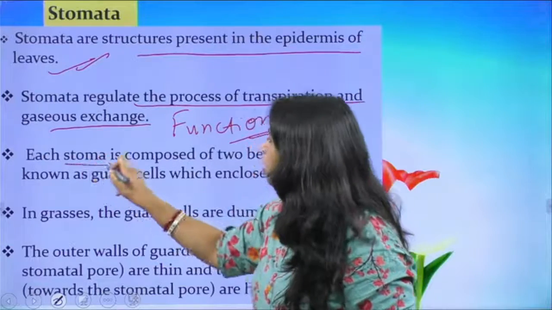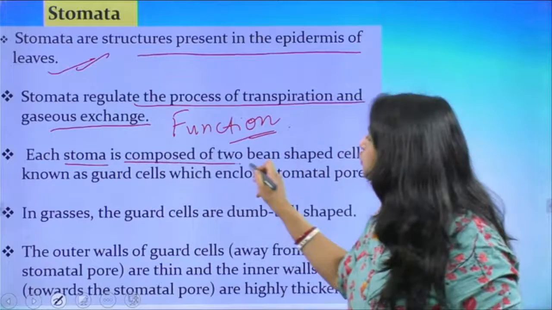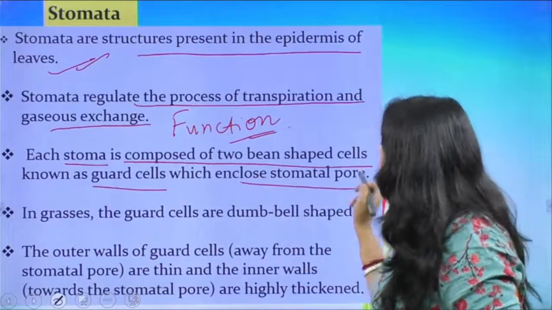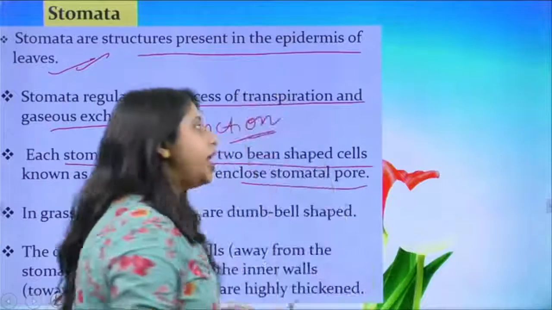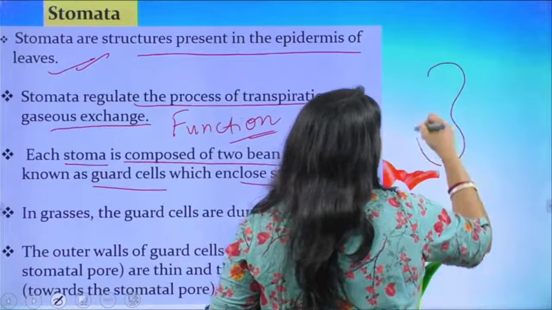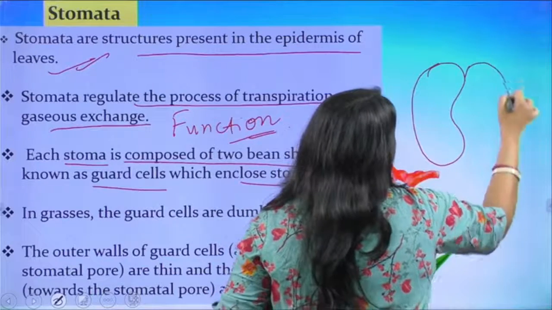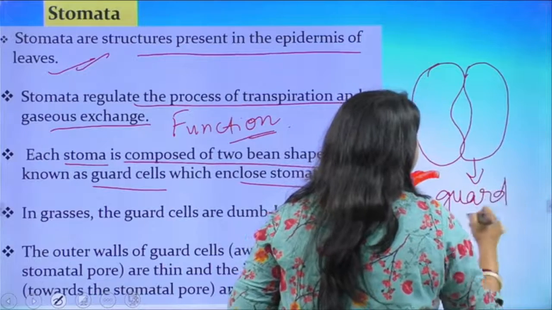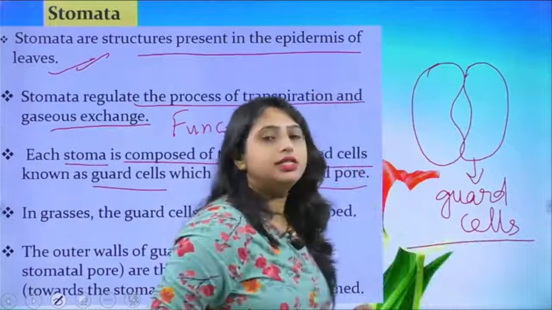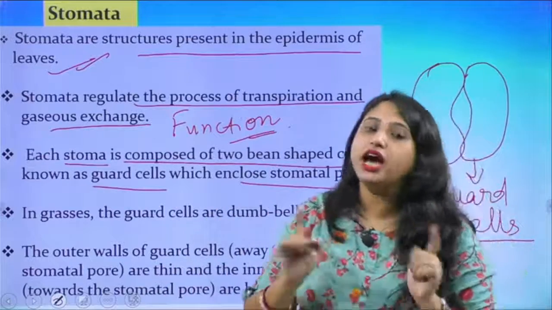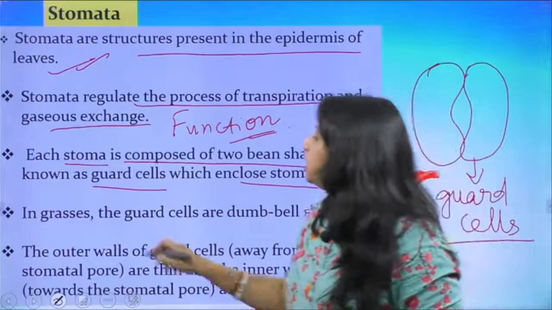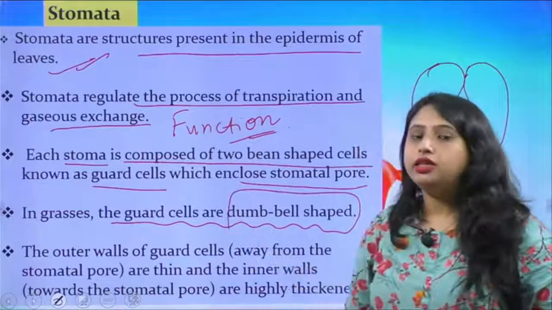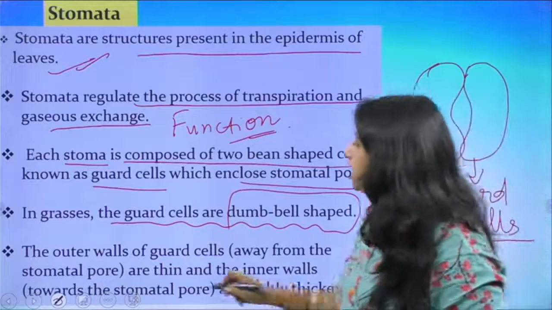And each stoma is composed of two bean-shaped cells known as guard cells, which enclose the stomatal pore. Each stomata, as we have already learned, has guard cells, right? These guard cells are responsible for opening and closing of stomata. In grasses, the guard cells are dumbbell shaped.